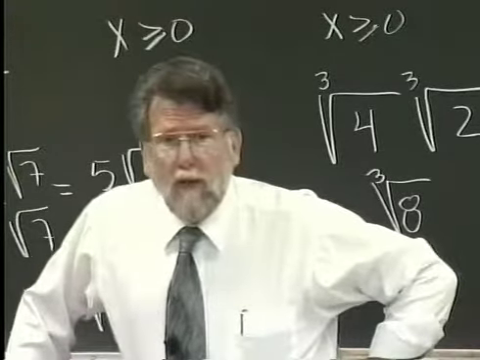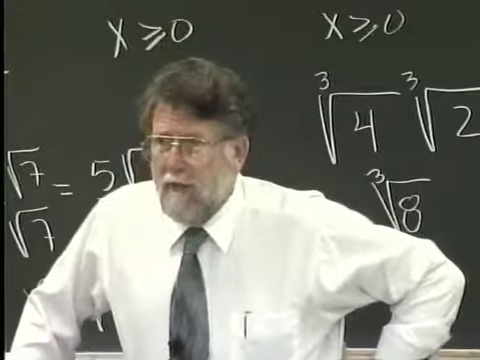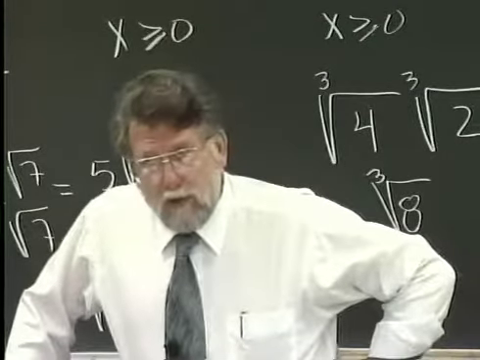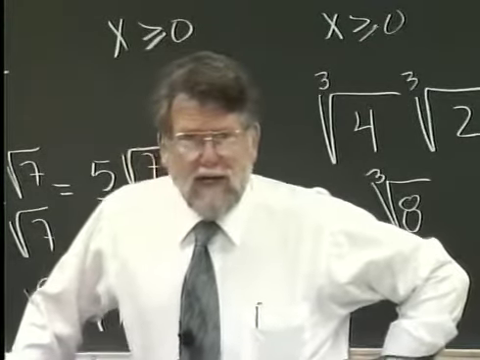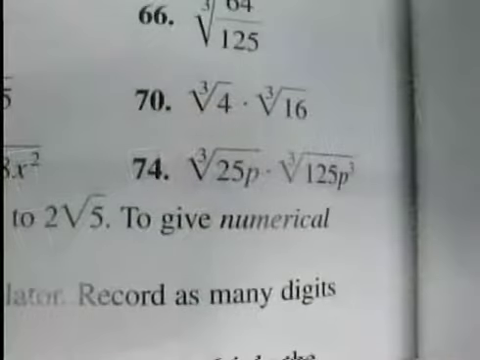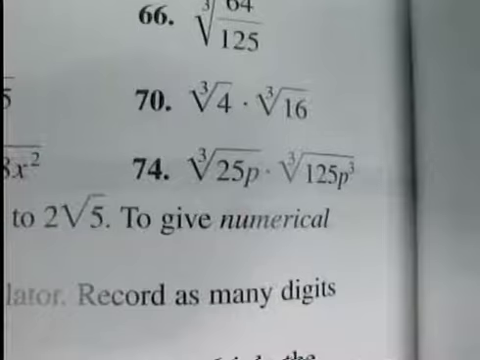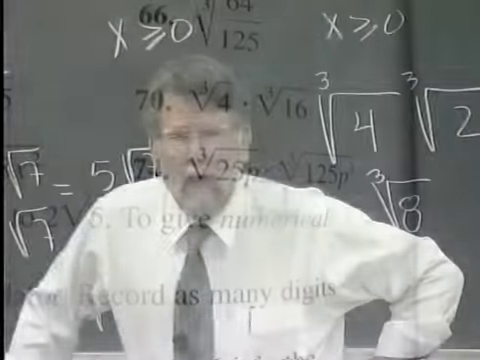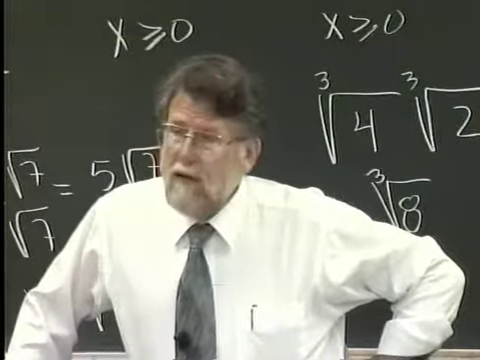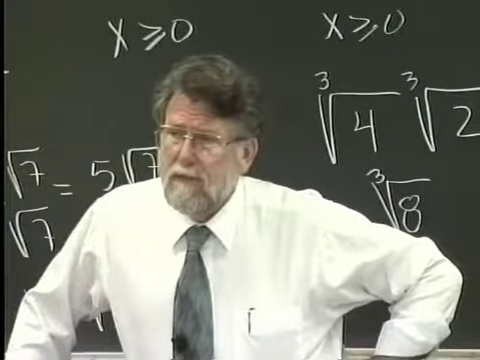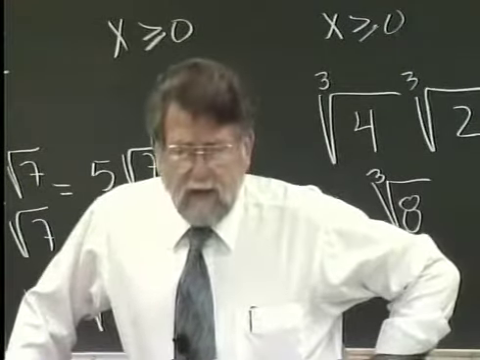That was the key. Why would I look for a perfect cube? Because I have a cube root. What else jumps out at you coming back to the problem? The p cubed, because the cube root of p cubed is the variable itself. So what does that second radical simplify to? 5p. You're done.